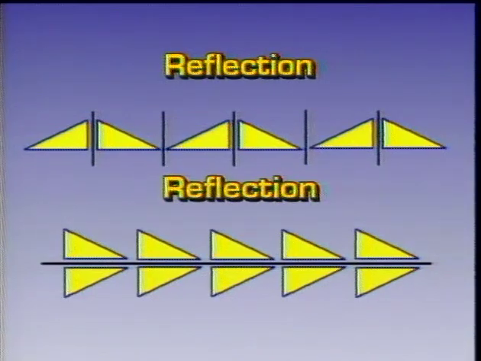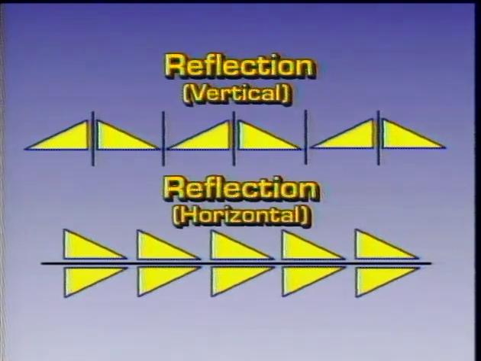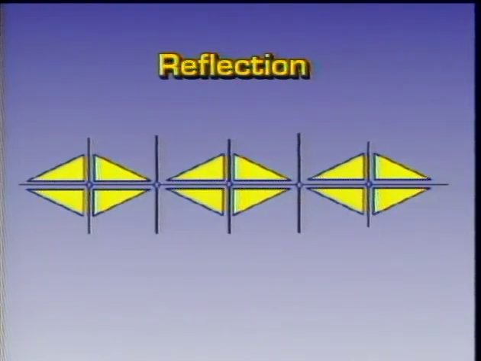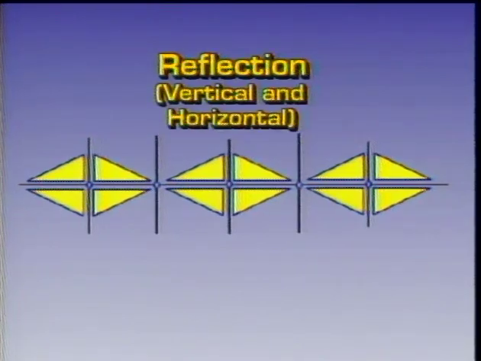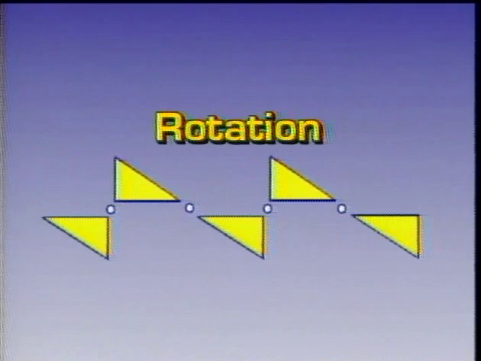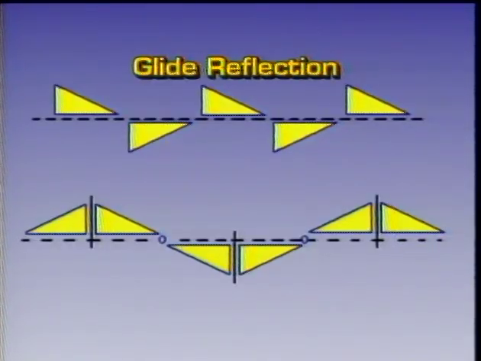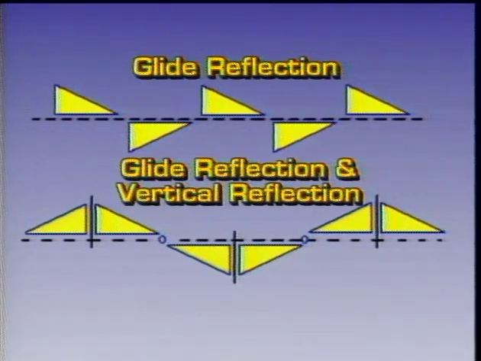We have seen that strip patterns may have reflection, which can be vertical or horizontal. In addition, a pattern may have both vertical and horizontal reflection. We've seen that some patterns may have rotation, which again, with strip patterns, can only be half-turn or bifold rotations. Otherwise, they wouldn't translate in a single direction. We've also seen that patterns may contain glide reflections, though some glide reflection patterns may also have vertical reflection.